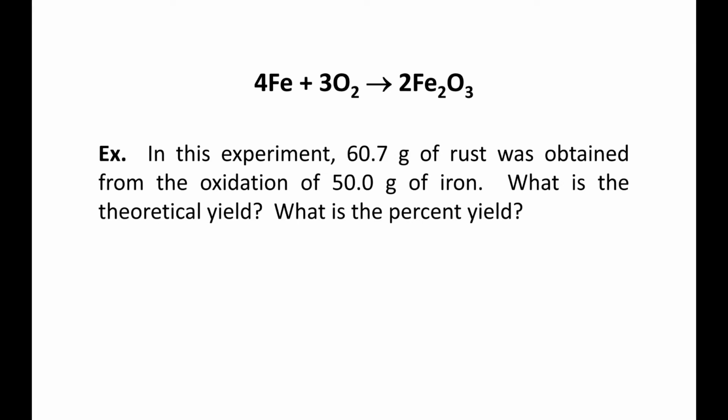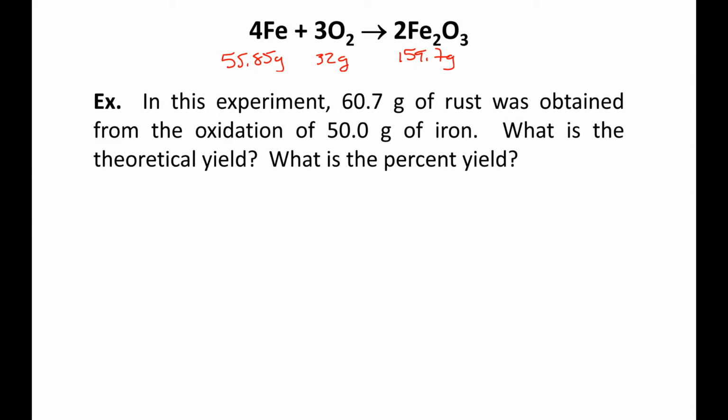Okay, so let's try an example. First off, let me put my molar masses: 55.85 grams, 32 grams, and 159.7 grams. By the end of the school year, you will know those values by heart, if you don't already. Okay, so we're saying that 60.7 grams of rust was obtained. Guys, this is the actual yield, because they're saying that when we did the experiment, this is what we got. This is not what you use in your picket fence. Do not use this number until you get down to calculating the percent yield, okay? When you see the words "was obtained," that's the actual yield.